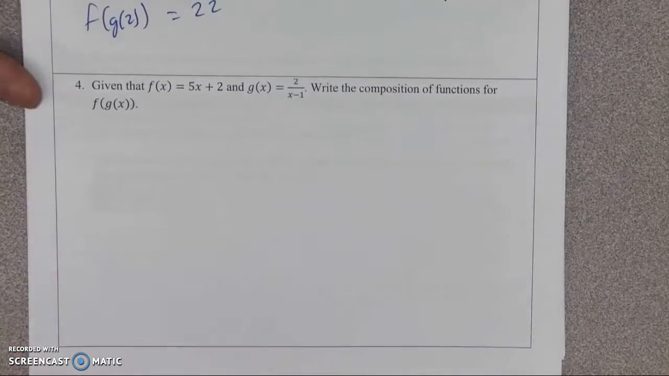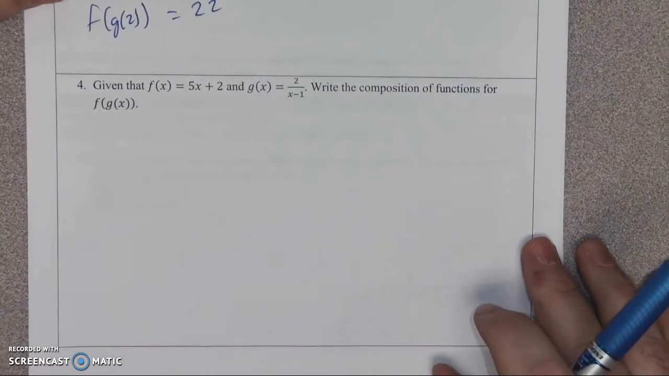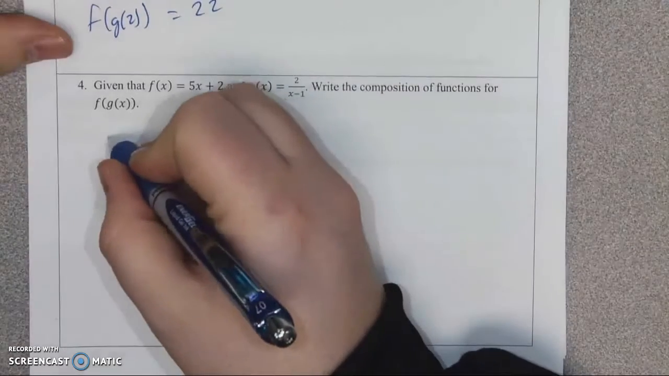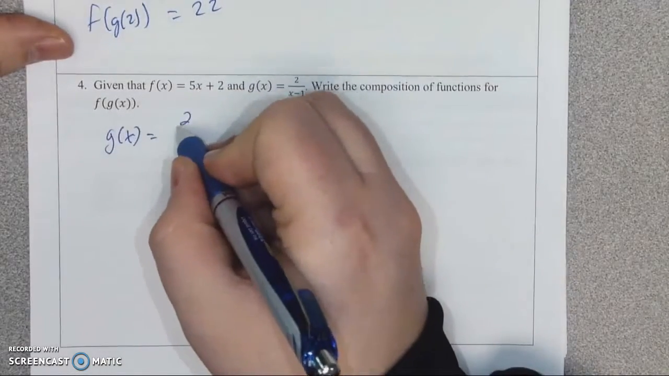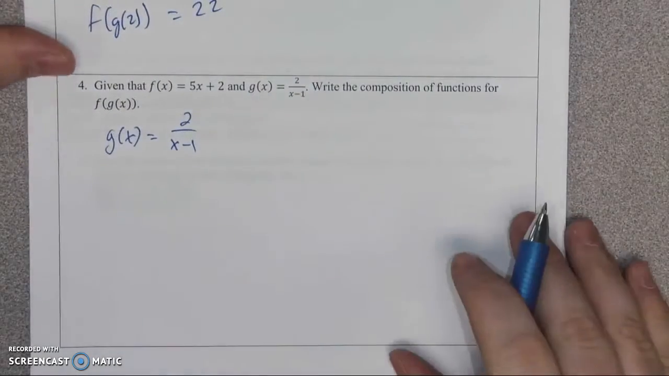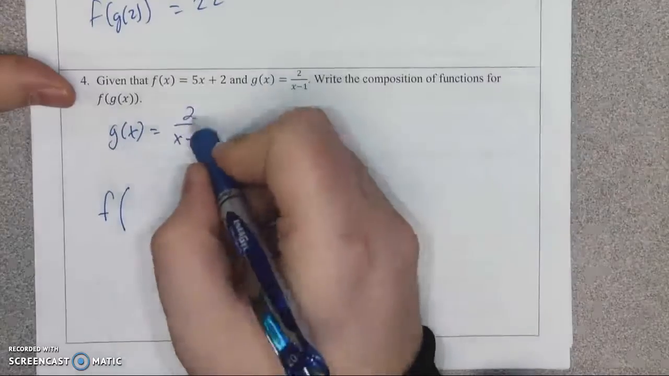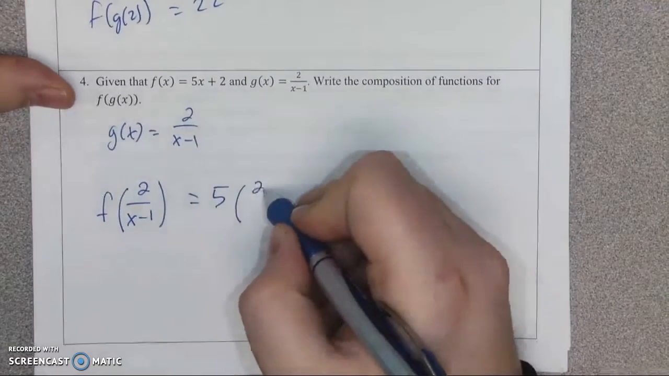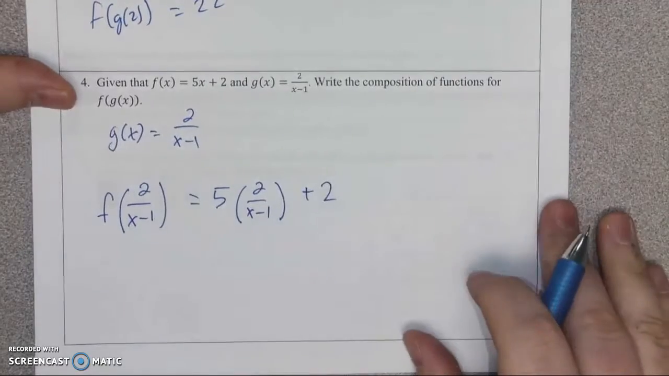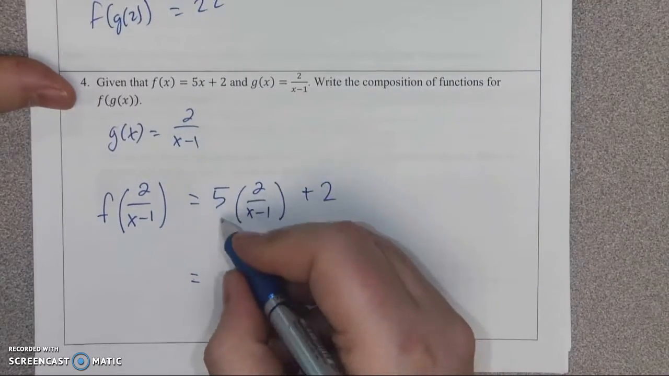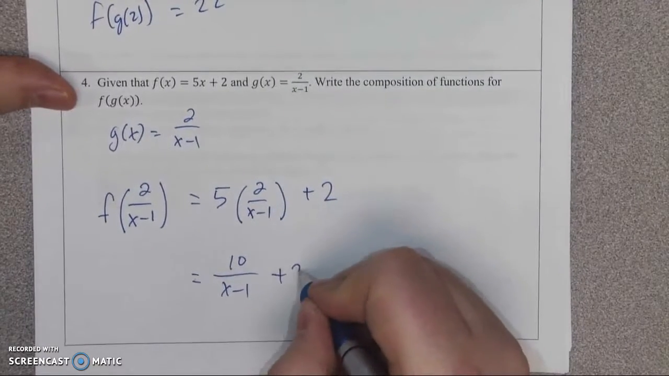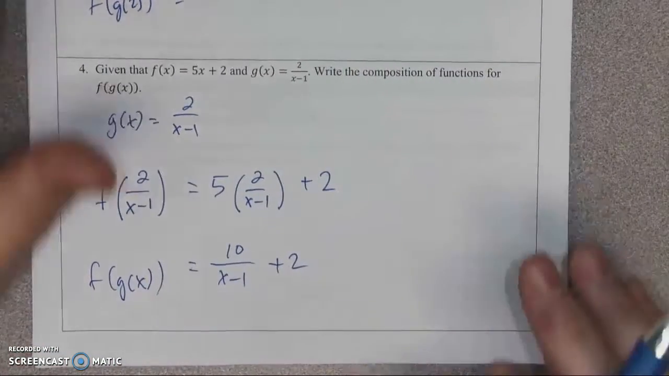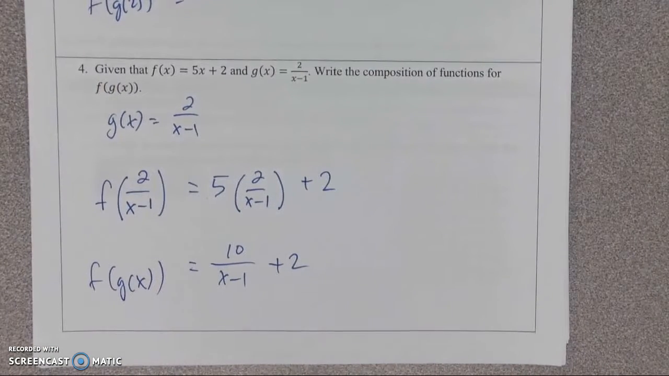Last example, example 4. Given that f of x equals 5x plus 2 and g of x equals 2 over x minus 1, write the composition of functions for f of g of x. So start with g of x. Notice I'm not substituting anything in for x this time. I'm just leaving it as x, and that's fine. You can do that. So f of g of x is just going to be f of 2 over x minus 1, which is going to be 5 times 2 over x minus 1, just substituting that in for my x. Multiplying these together, 5 times 2 is 10 over x minus 1, plus 2. And this would be f of g of x equals 10 over x minus 1 plus 2. If you want to get common denominators, you could do that, or you could just leave your answer like this.